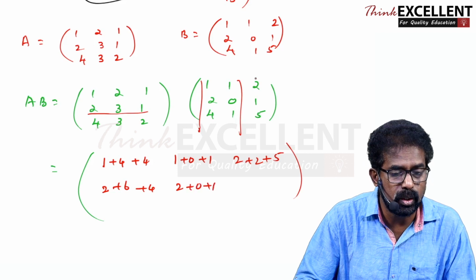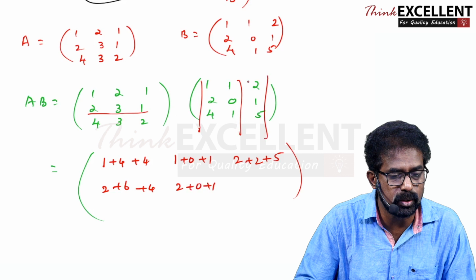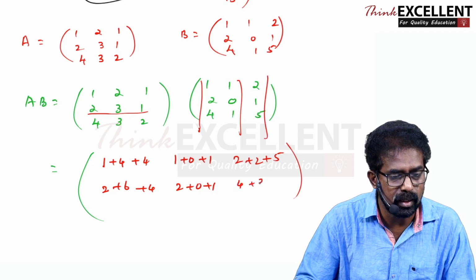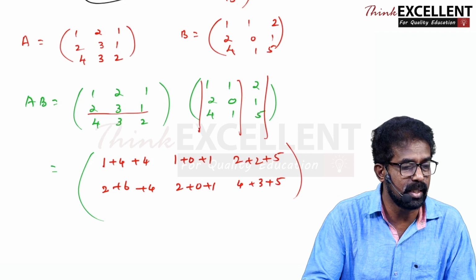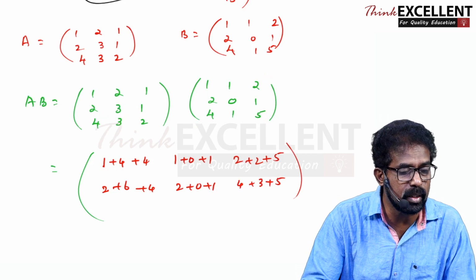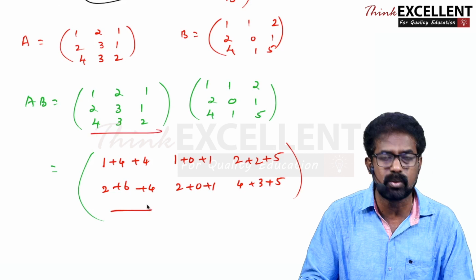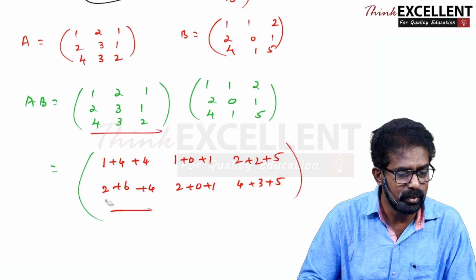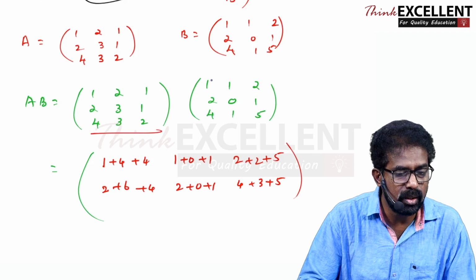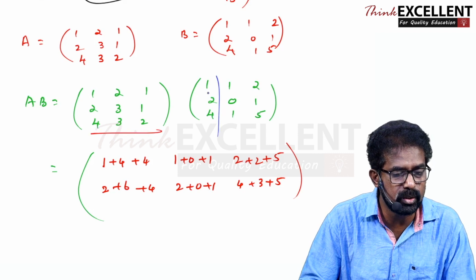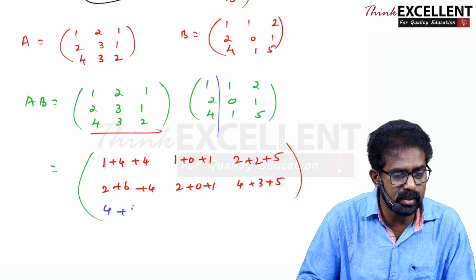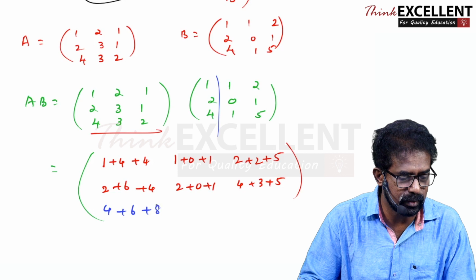Now second row, third column. 2 into 2, 4. 3 into 1, 3. 1 into 5, 5. That's all about the second row, right? Now you move on to the third row. Third row, first column. So 4 into 1, 4, 3 into 2, 6, 2 into 4, 8.